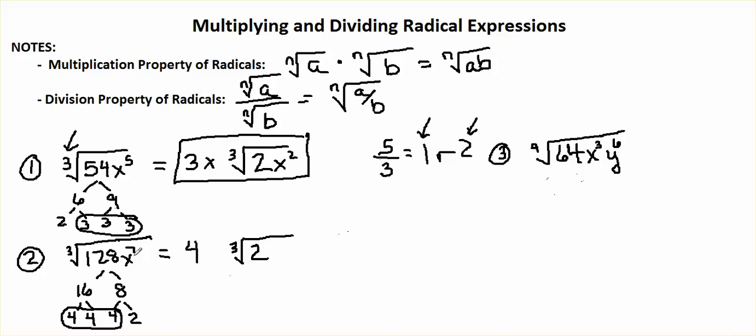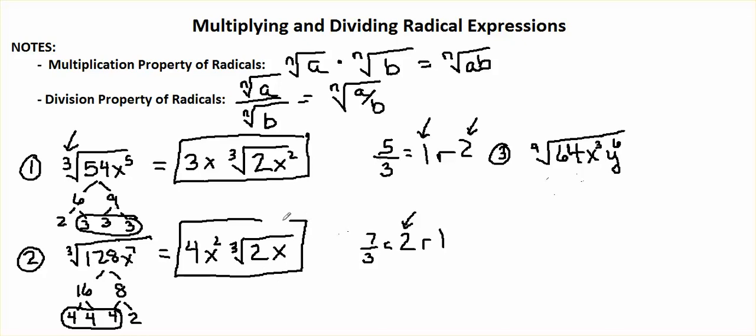Now I have this exponent of 7. I'm going to do my math over here and see what I get. 3 goes into 7 2 times, and we have a remainder of 1. So I can pull out 2 of those x's. So I have an x squared, and one of those x's has to stay on the inside of my radical. Okay, this is a cube root, so I only have one answer. I don't have to worry about absolute value signs, and I'm done.